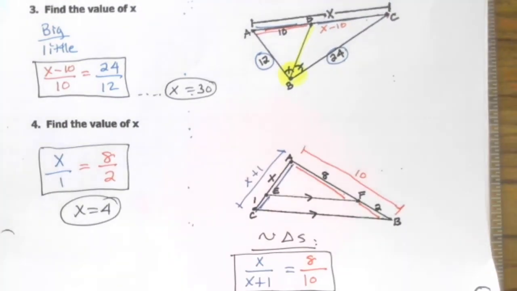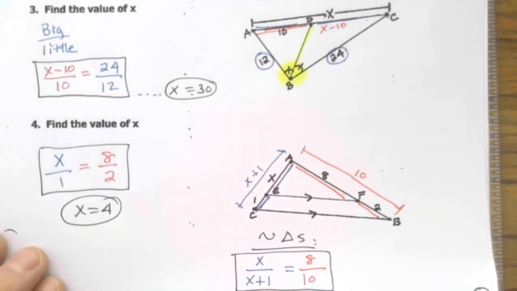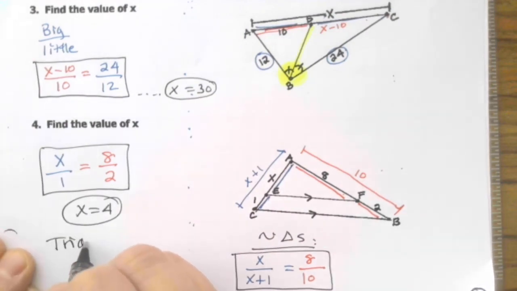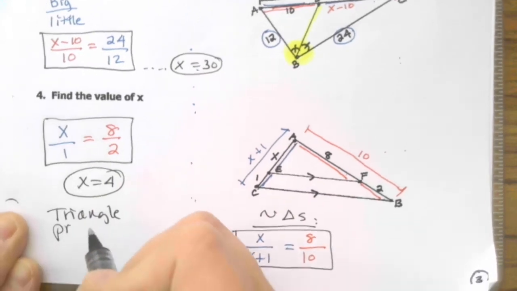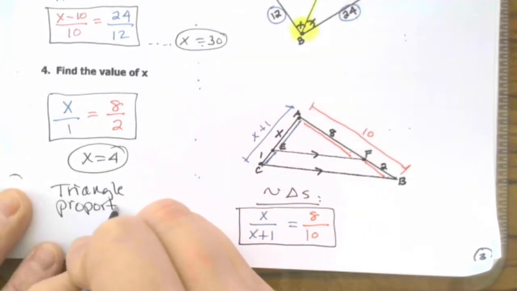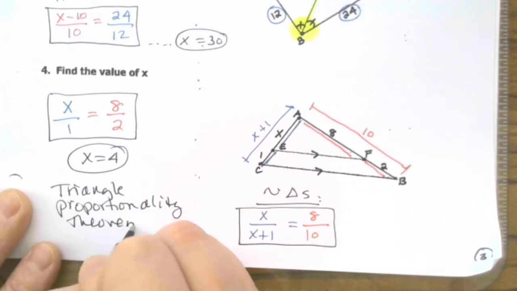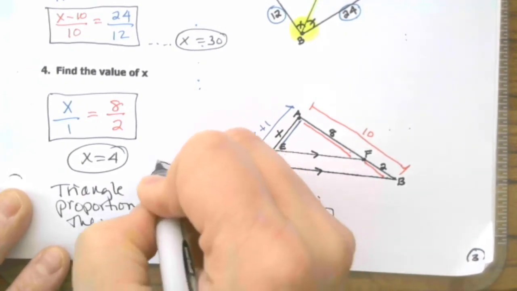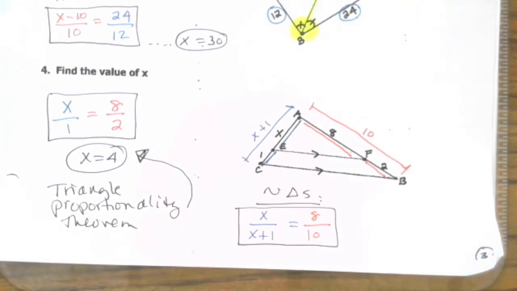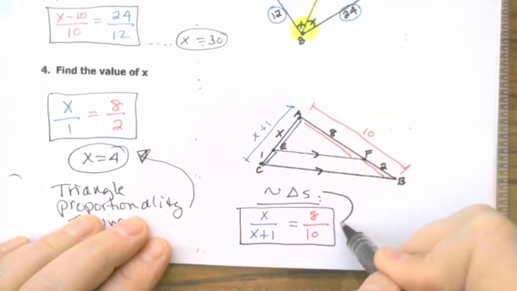And the theorem, remember, has an actual name. It is triangle proportionality theorem. Triangle, we're going to write that down. Proportionality theorem. That's what lets us set it up like that. Whereas this one is similar triangles.